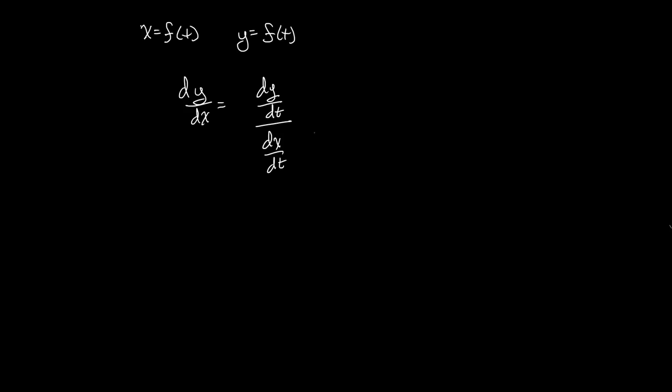As we defined x as a function of t and y as a function of t, we know that dy over dx is equal to dy over dt, all divided by dx over dt. This is true because if we divide these, we have dy over dt times dt over dx. The dt's cancel, and we get dy over dx.